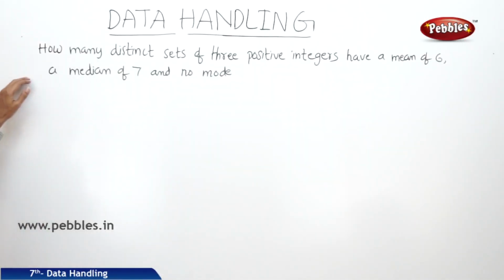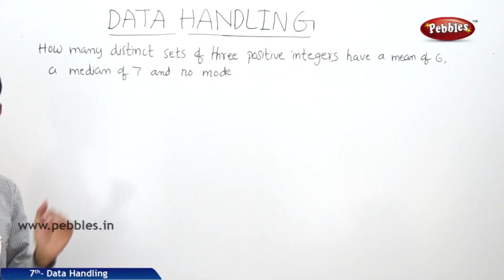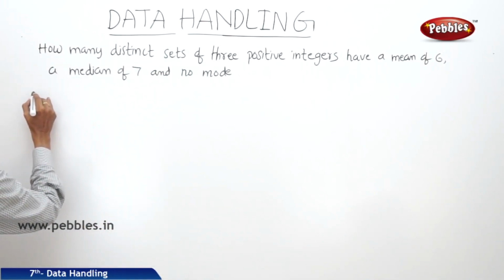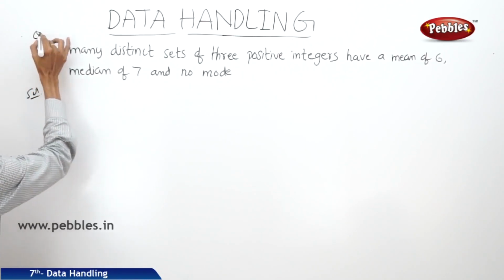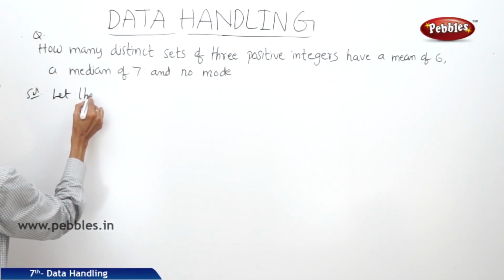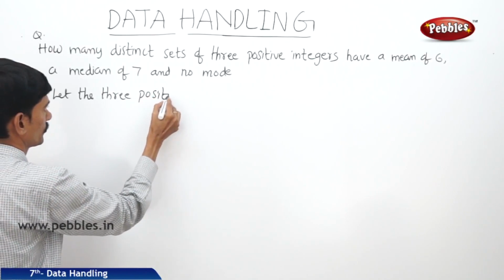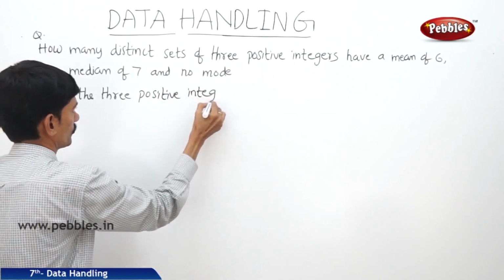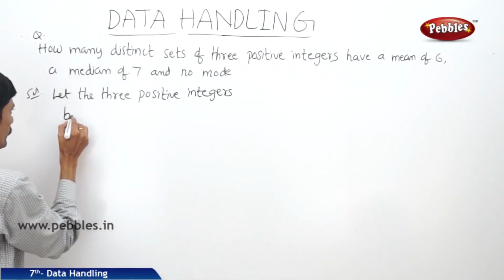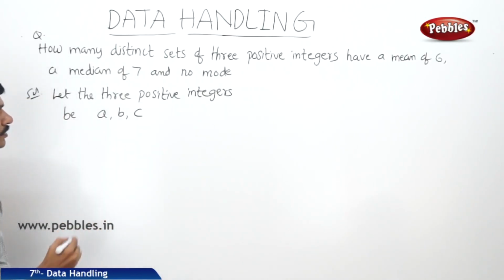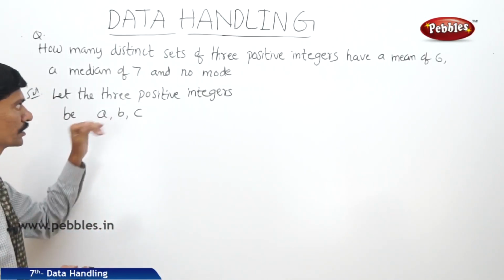Now the next question: how many distinct sets of 3 positive integers have a mean of 6, a median of 7 and no mode? So there are 3 positive integers. Let us take the 3 positive integers as a, b, c. As there is no mode, they are distinct integers.